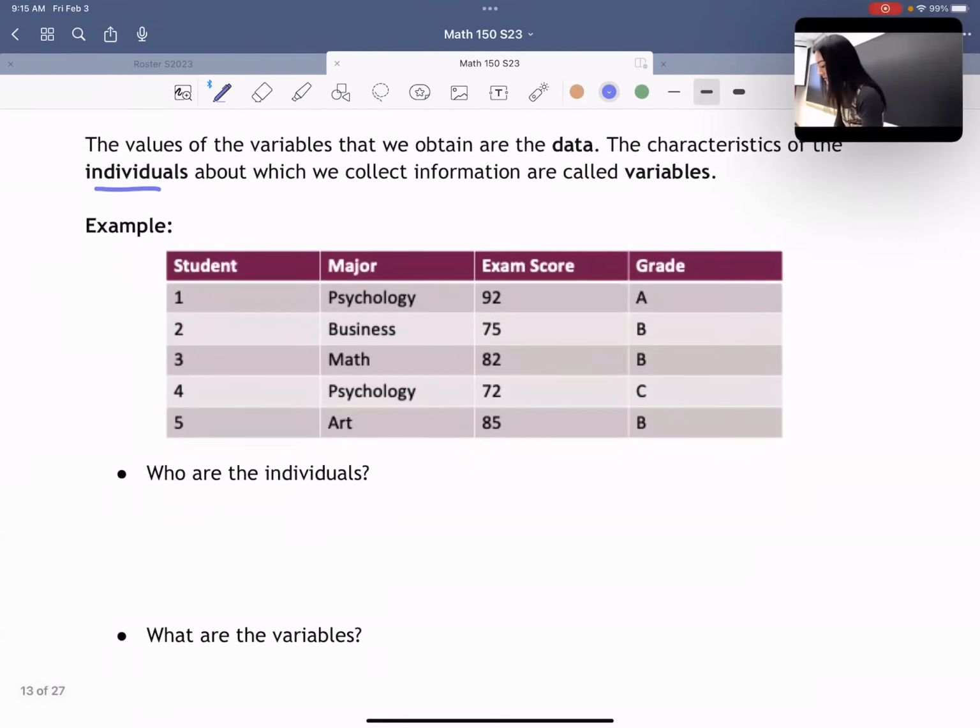All right, so in this example, we have a bunch of students with their majors, their exam scores, what grade they have in their classes. Who are the individuals here? Students, right? They're the people that we want to collect information about. So the students definitely have to be the individuals here.